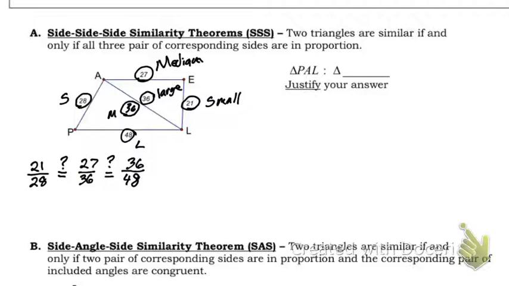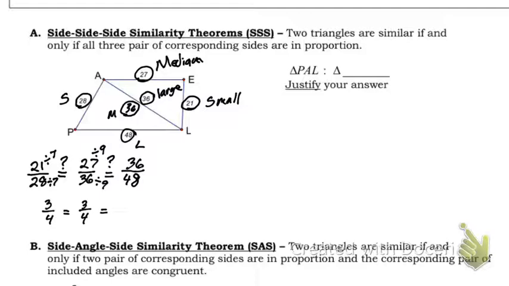All right, so we just have to make sure all these fractions are equal. If they are, it's similar. If they're not all equal, they are not similar. So let's reduce 21 and 28. Well, I can divide the top and bottom by 7. And that's going to give me 3 over 4. I'm hoping this is congruent. Well, what goes into 27 and 36? 9 goes into both of them, so we're going to divide the top and bottom by 9. And we're going to come up with 3 over 4. Awesome. So that one checks out.